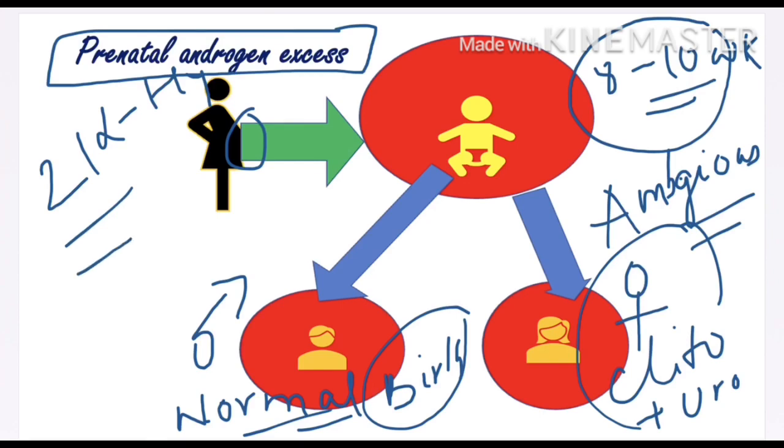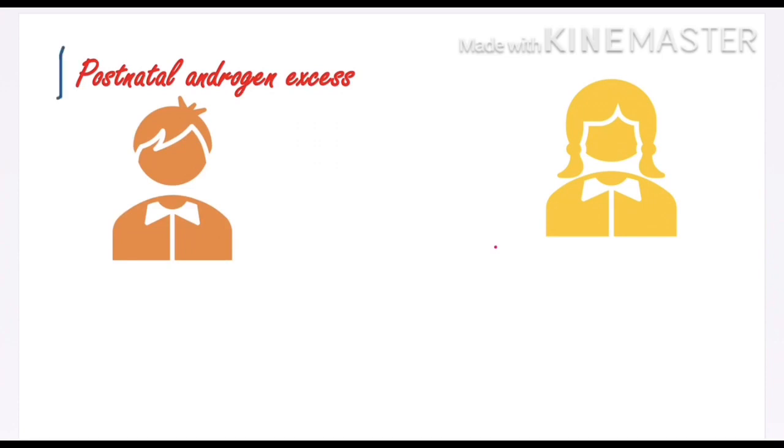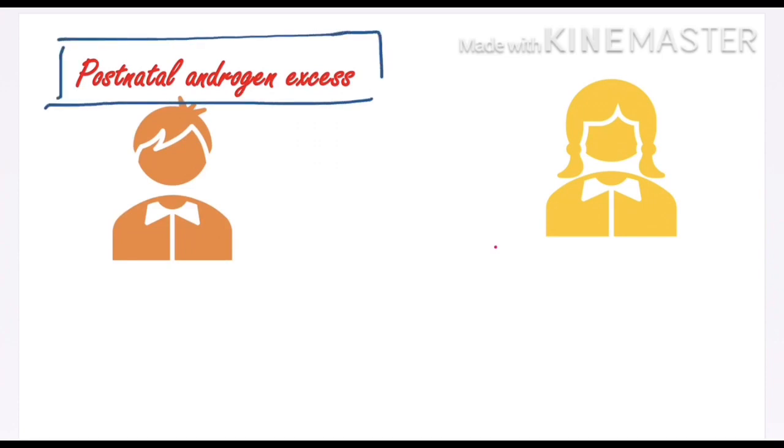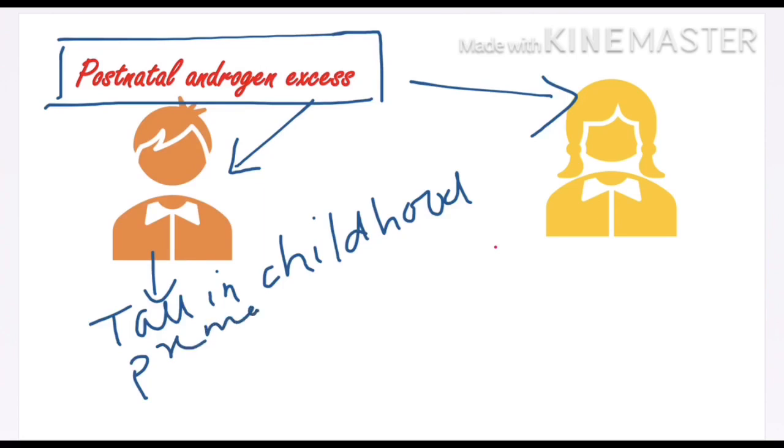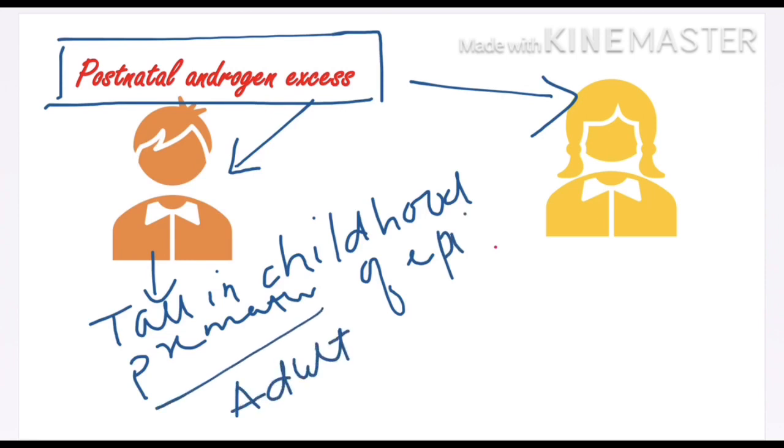Now if the androgen excess occurs after birth, what happens to the male and what happens to the female? The male is tall in childhood, but there is premature closure of the epiphysis, so the adult height is stunted. Adult height is stunted.